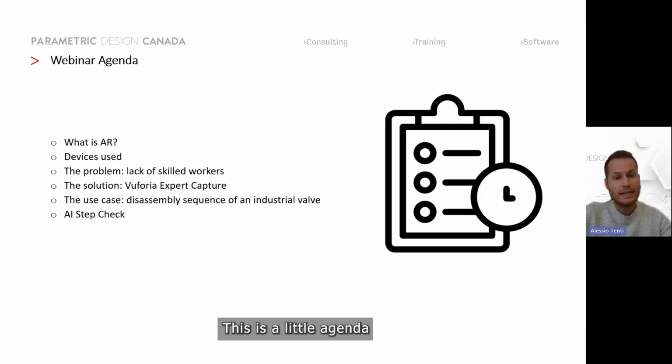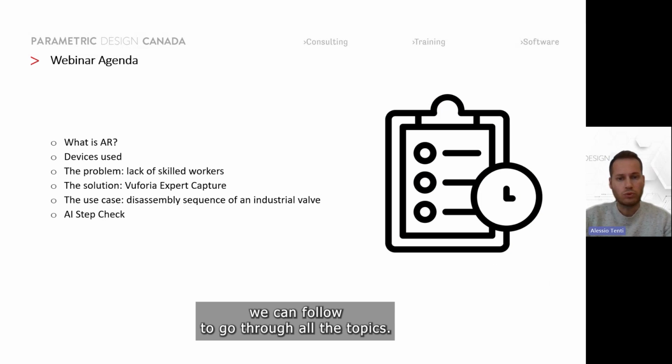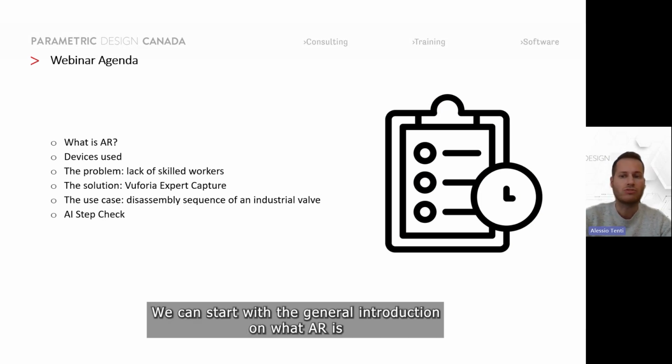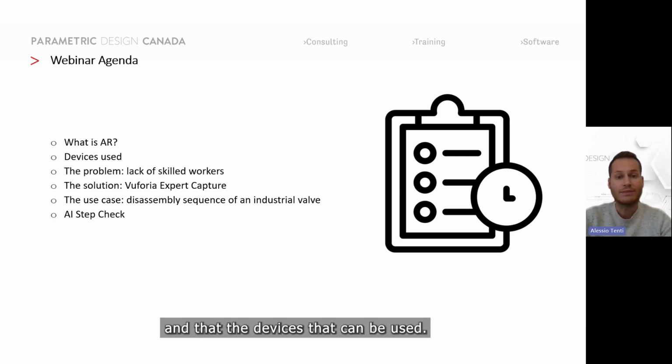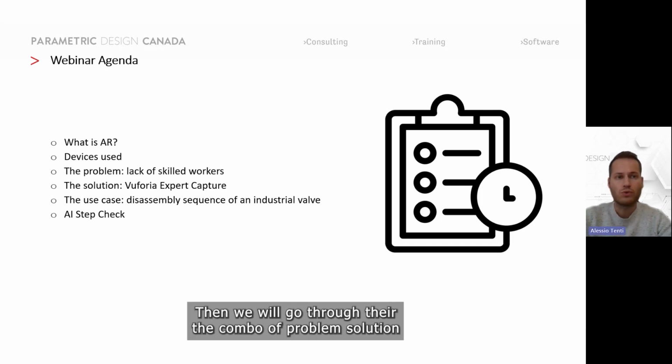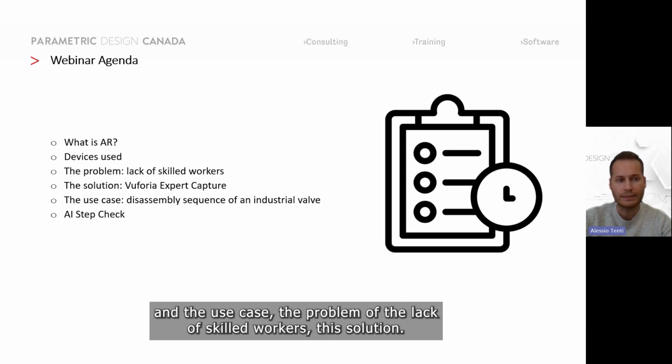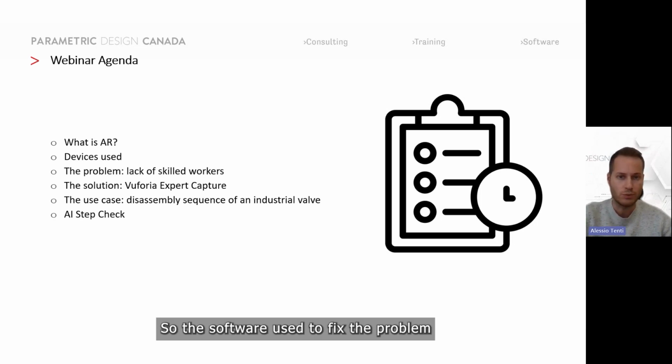This is a little agenda we can follow to go through all the topics. We can start with a general introduction on what AR is and the devices that can be used. Then we will go through the combo of problem, solution, and use case: the problem of the lack of skilled workers, the solution, so the software used to fix the problem, and the use case we developed.